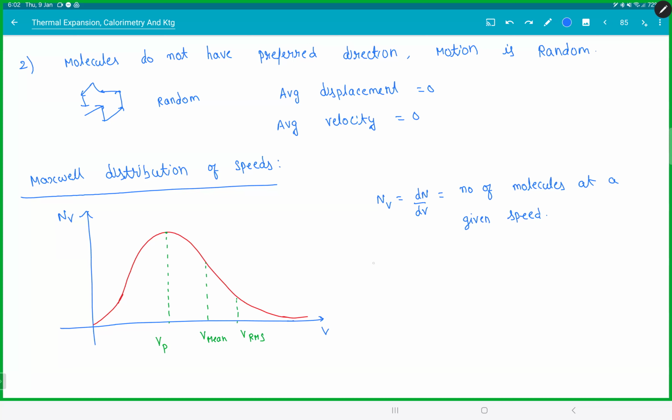So here, if you look at this curve, the area under this curve, which will be N V dV, gives you the total number of molecules. VP is called most probable speed. This is given by root over 2RT by molecular weight. So the most probable speed is the speed possessed by the maximum number of molecules.